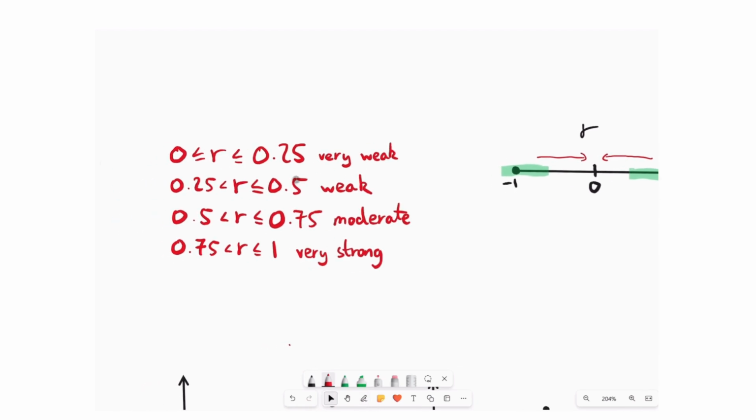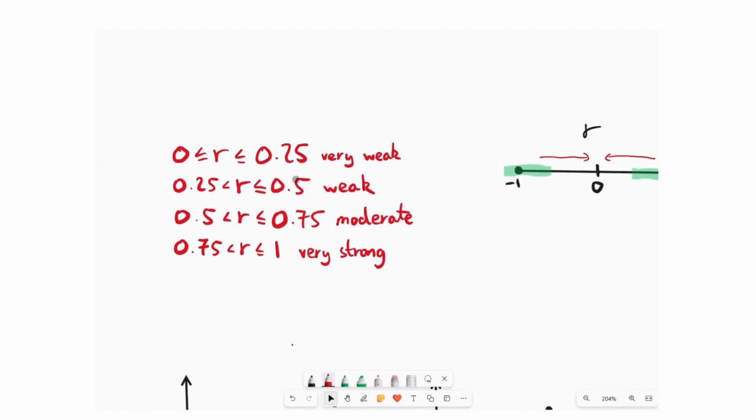Now, there are questions which will ask you to interpret R, what is the meaning of R? So if you get an R value between 0 and 0.25, you can just say that it is a very weak relationship. If you get it from 0.25 to 0.5, you say it's a weak relationship. If it's 0.5 to 0.75, you say it's moderate, and 0.75 to 1, it's very strong.